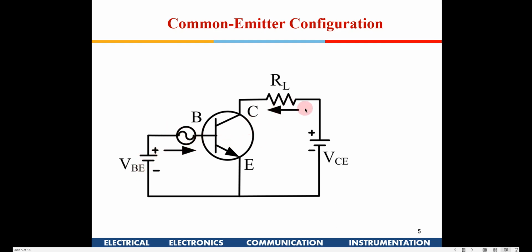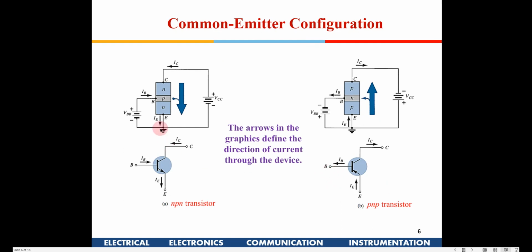Okay, and then you have a load resistance connected here, and a voltage which is applied for reverse bias between the collector and base. So you have one more voltage. This is known as the common emitter configuration. Now we will try to compute what would be the gain and things like that. Now this common emitter configuration can be realized using an NPN transistor or a PNP transistor also.